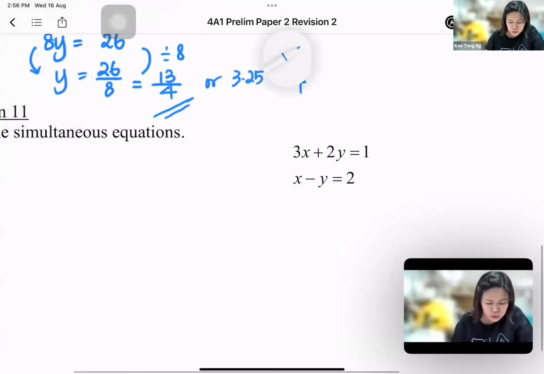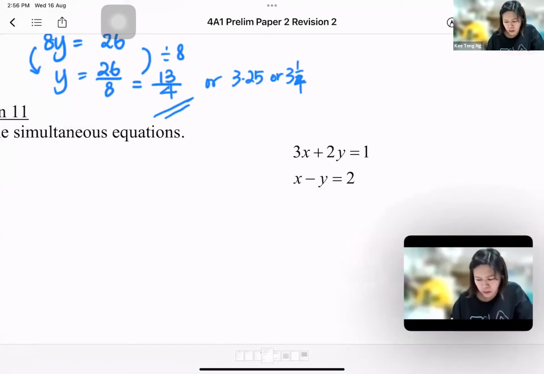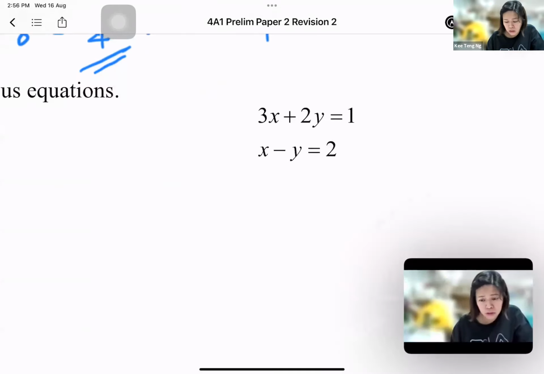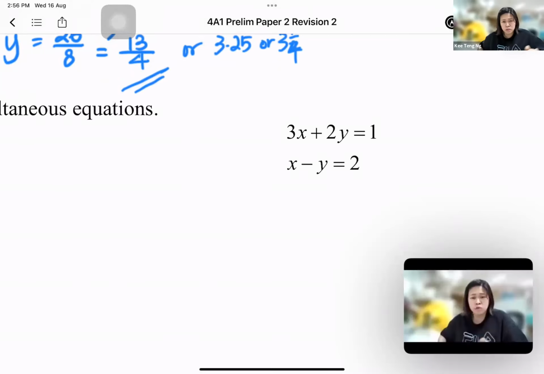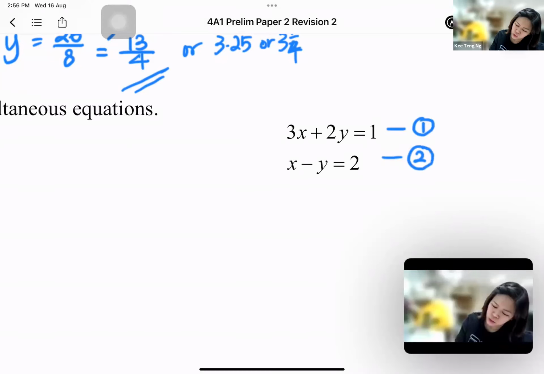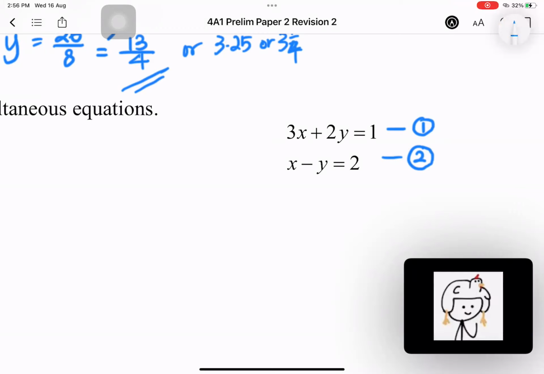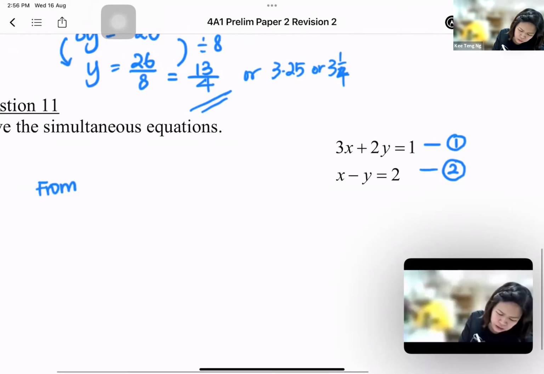Next question. You solve simultaneous equation. Anyone remember how to solve the simultaneous equation? Should we use elimination or substitution? Substitution. Okay, then equation 1, equation 2. You use which equation? 1 or 2? 2, okay? So from equation 2, we're going to make x the subject.